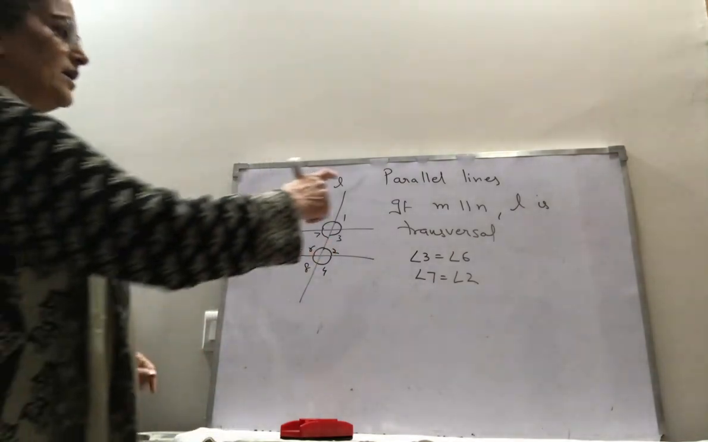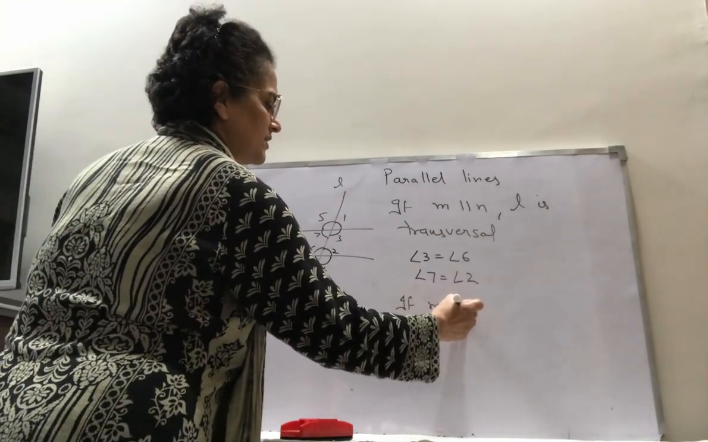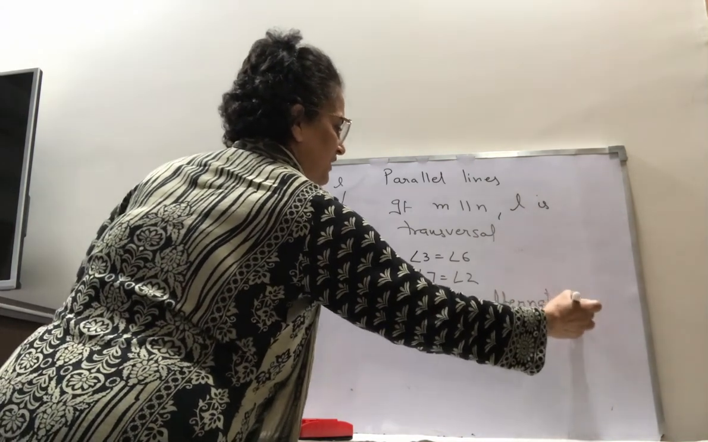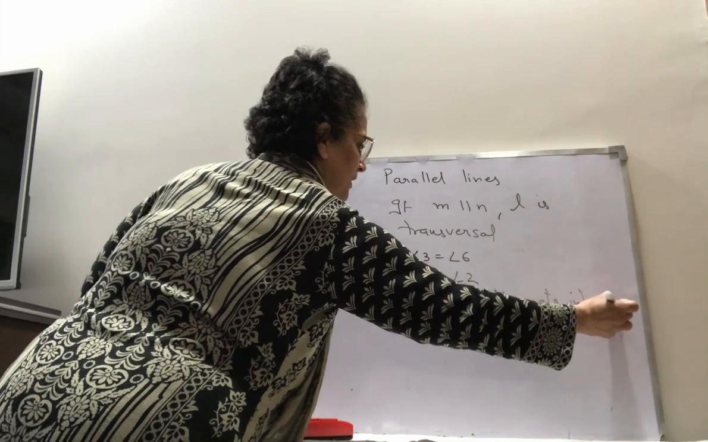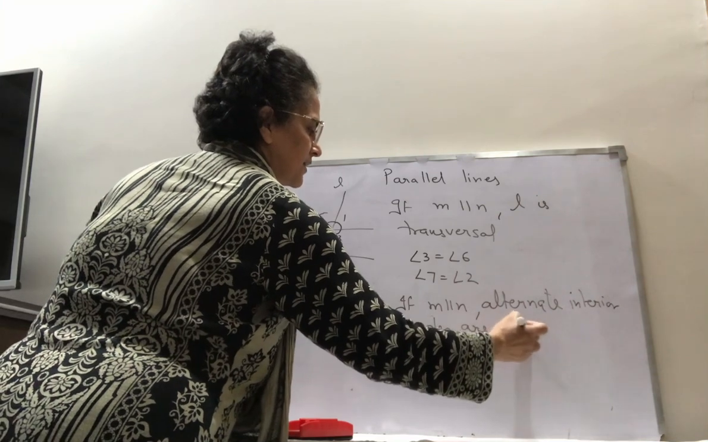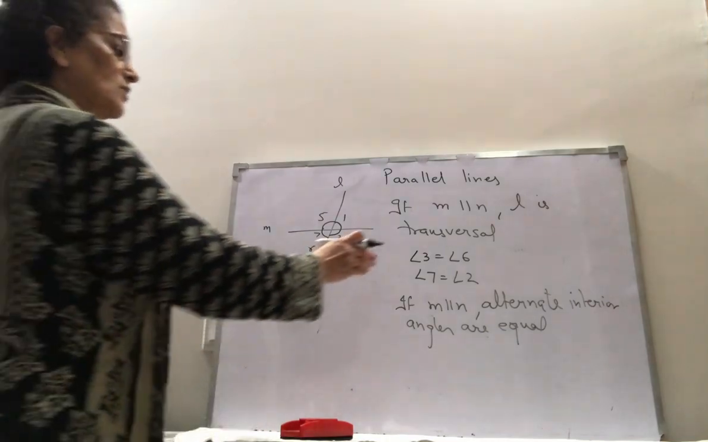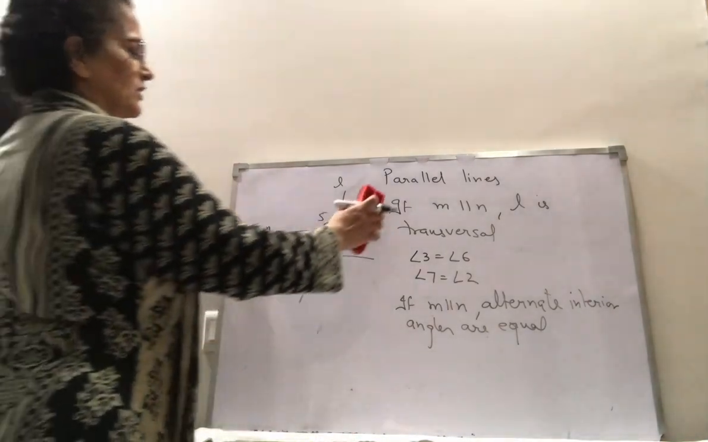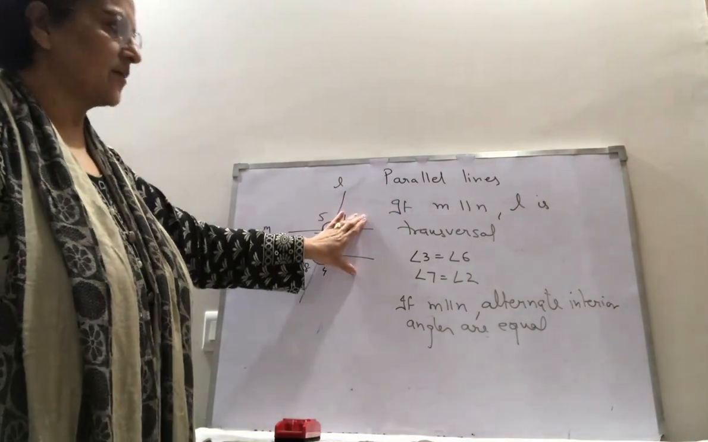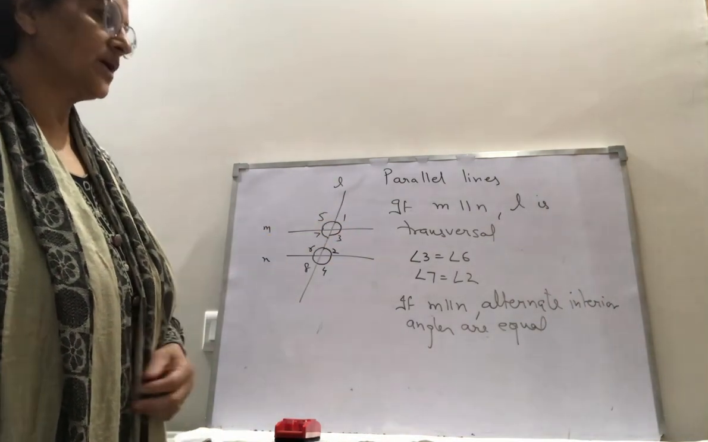And what do we write? If M is parallel to N, if this is given, we can say alternate interior angles are equal. Right? Now we'll talk about the other way. Now they are given to be equal. So I am repeating once again. My condition given is that lines are parallel. So the result we get is that alternate interior angles will be equal.